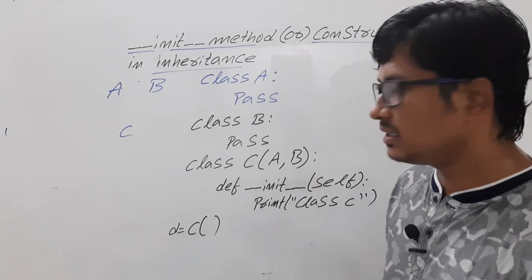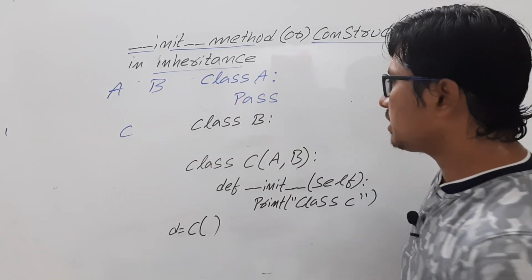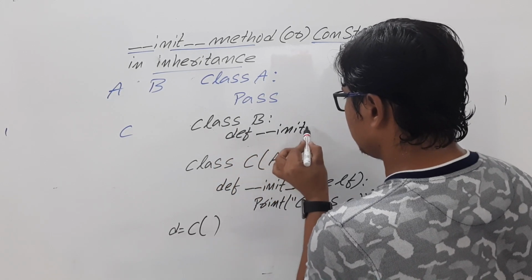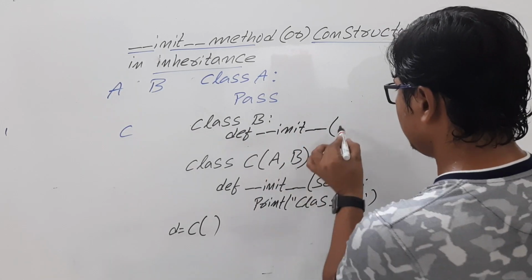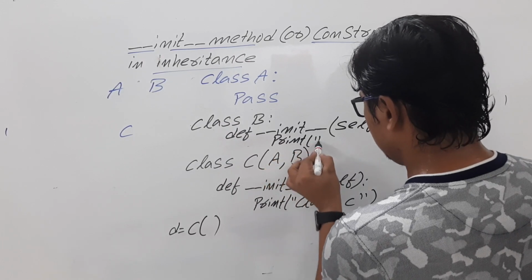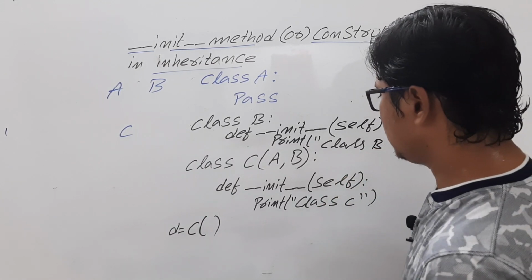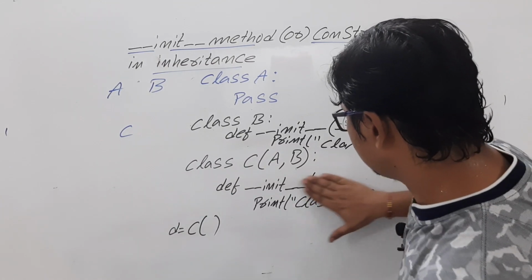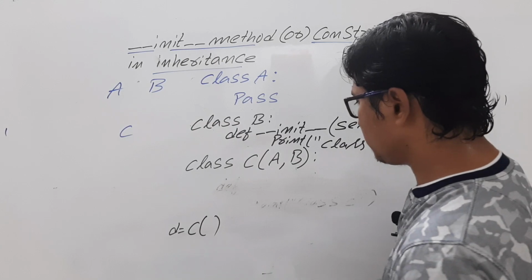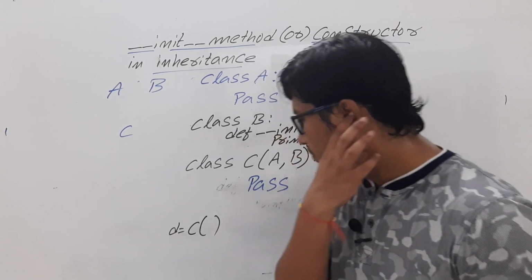Now let's take that you have the init method in class B. Underscore underscore init, and then you are writing self, and here you have the statement called class B. Let's take that you don't have the init method in class C. Instead of that one you have a pass statement. Now in this case what will happen?